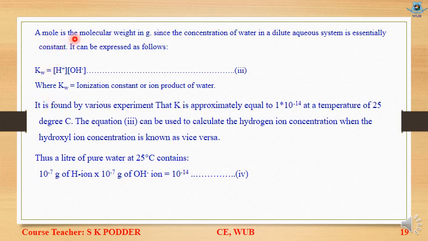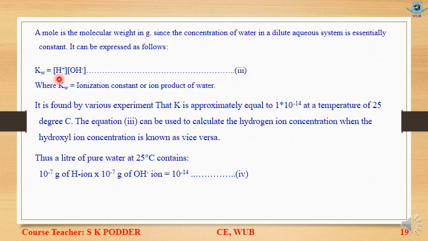A mole is the molecular weight in grams. Since the concentration of water in a dilute aqueous system is essentially constant, it can be expressed as follows. That means Kw is equal to the hydrogen ion concentration multiplied by the hydroxide ion concentration, where Kw is the ionization constant or ion product of water.